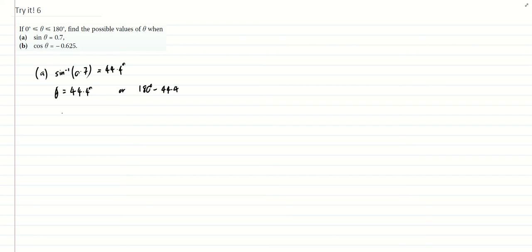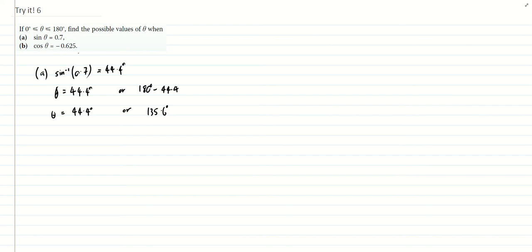Okay, and you realize that theta will simply equal 44.4, or 180 degrees minus 44.4, and you will get 135.6 degrees. So these are the two things that you have to consider. For sine itself, the moment they ask you to find the value of theta and they say theta is between 0 to 180 degrees, you have to do this additional step over here to consider the obtuse angles. And you can check back: sine 135.6, you should get back 0.7.